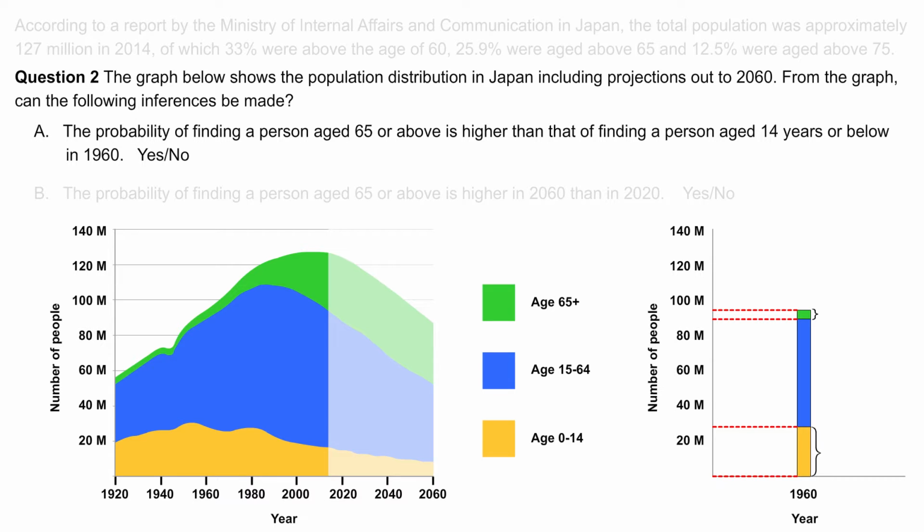Comparing the heights of the sections representing the population below 14 years and above 65 years helps validate the claim about the population in 1960. Which is more probable?